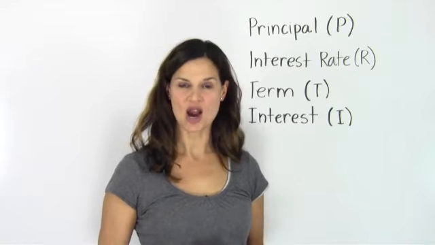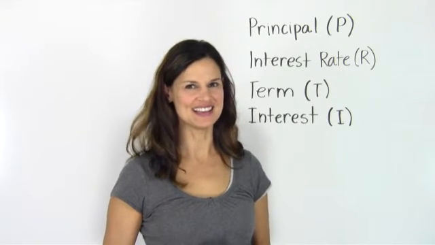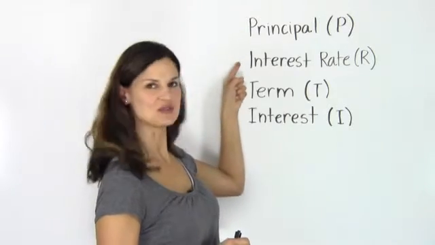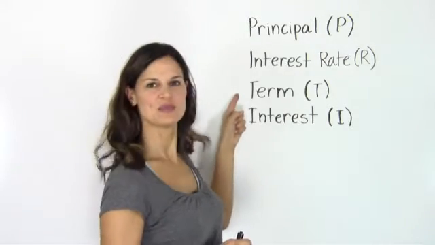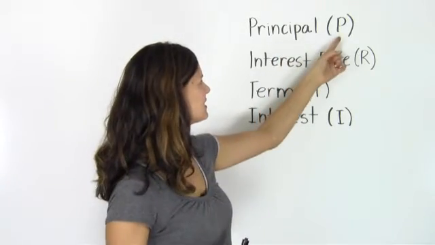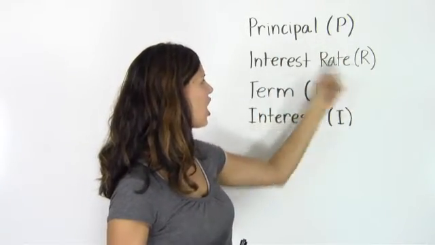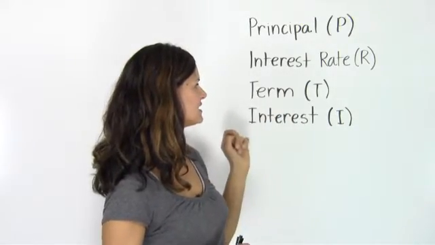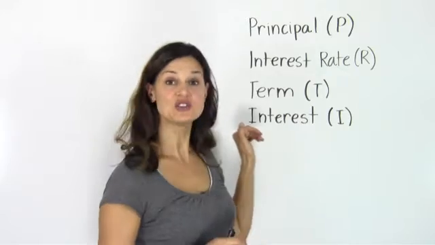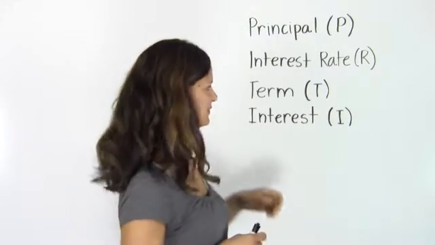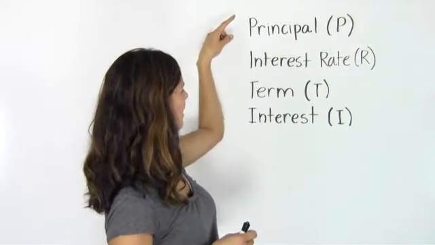There are 4 parts to the equation to calculate interest: principal, interest rate, term, and interest. And in our different formulas, you'll see these using a P for principal, R for interest rate, T for term, and I for interest. With all of this information, you can also calculate the total amount of the loan. So let's take a look at these one by one.